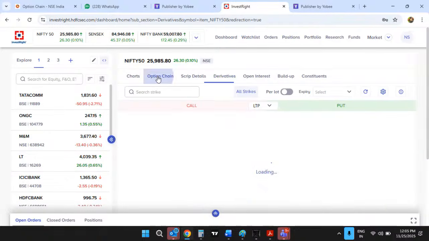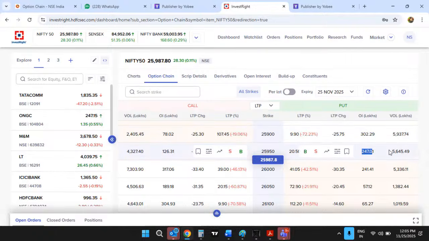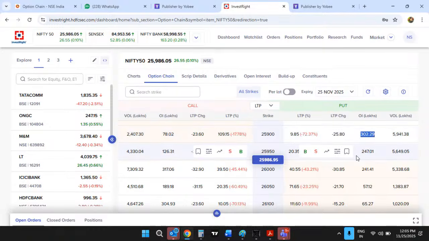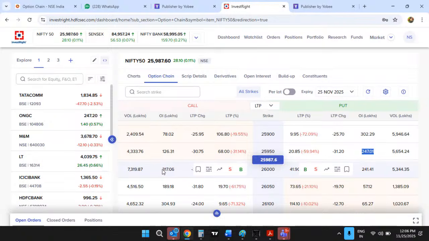Now coming to option data. As I can see, today the put call ratio, which was 0.76 yesterday, has moved up to 0.81. So some stability has come in the put call ratio, and this rise was on the back of put writing at 25,900 to 25,950 levels. You can see here the open interest at the 25,900 put is 302 lakhs, while the 25,950 put is at 247 lakhs. So we have seen put writing at 25,900 to 25,950 levels, while on the call side, the open interest stands highest at the 26,000 level, where we have seen some call writing.